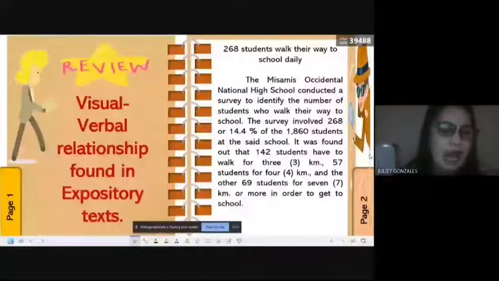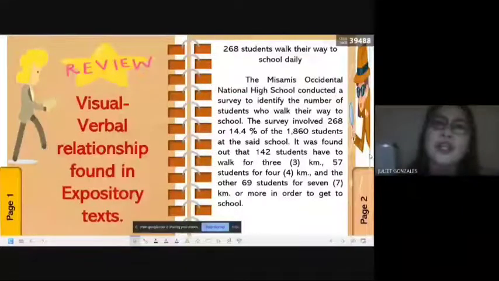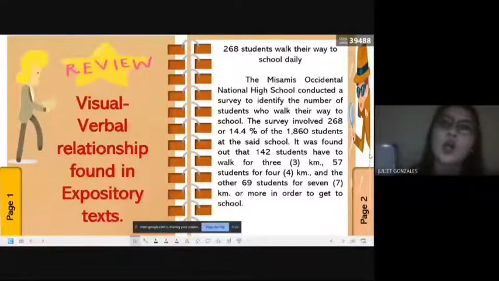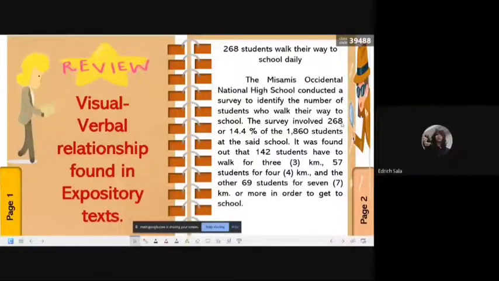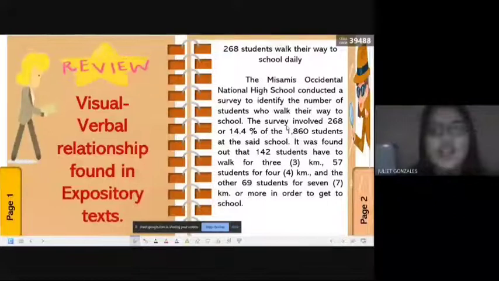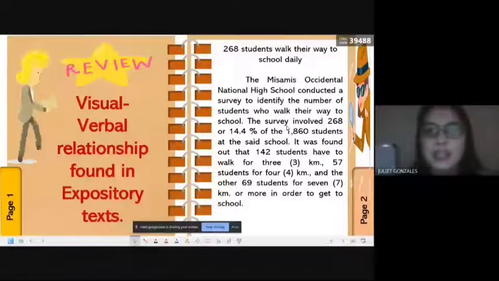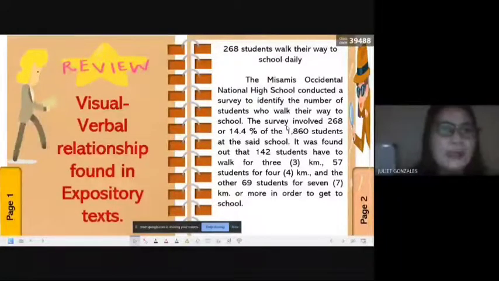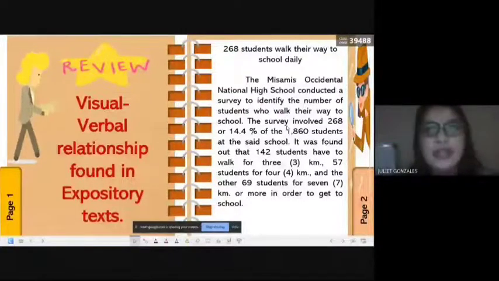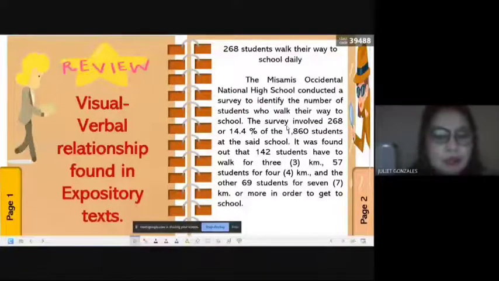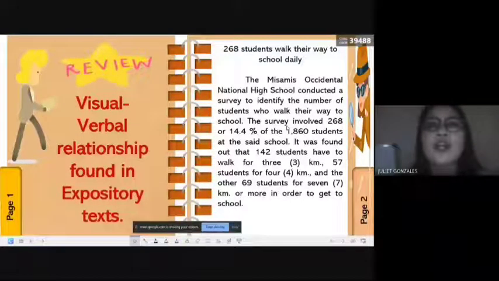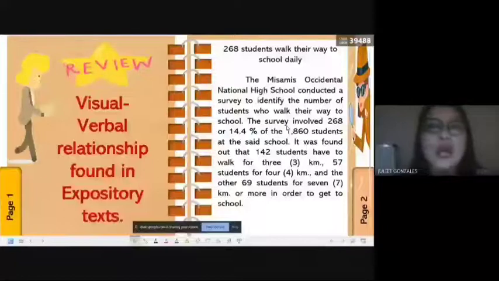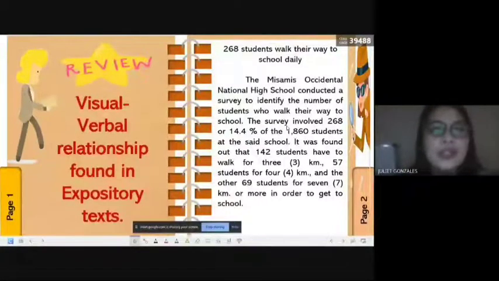Let me ask, have you ever experienced what the kids in the text experienced? Have you experienced walking from home to school? No, ma'am. You are very blessed. You are very lucky that you have your means of transportation in reaching school. But even up to now, there are still students who walk and hike just to reach school. There are even students who need to cross rivers to reach their school.